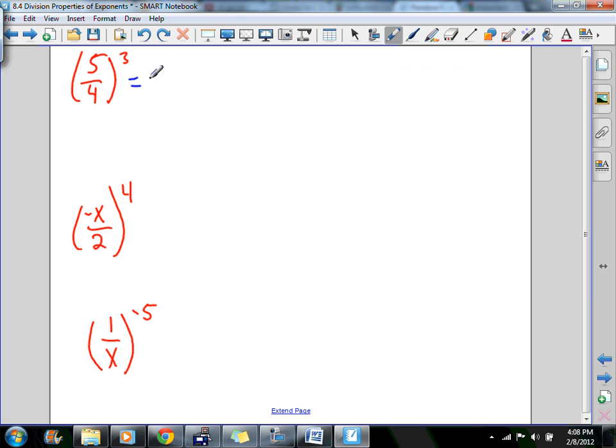So this ends up becoming 5 cubed over 4 cubed, which is 125 over 64. And that's our answer. Cannot be simplified from there.